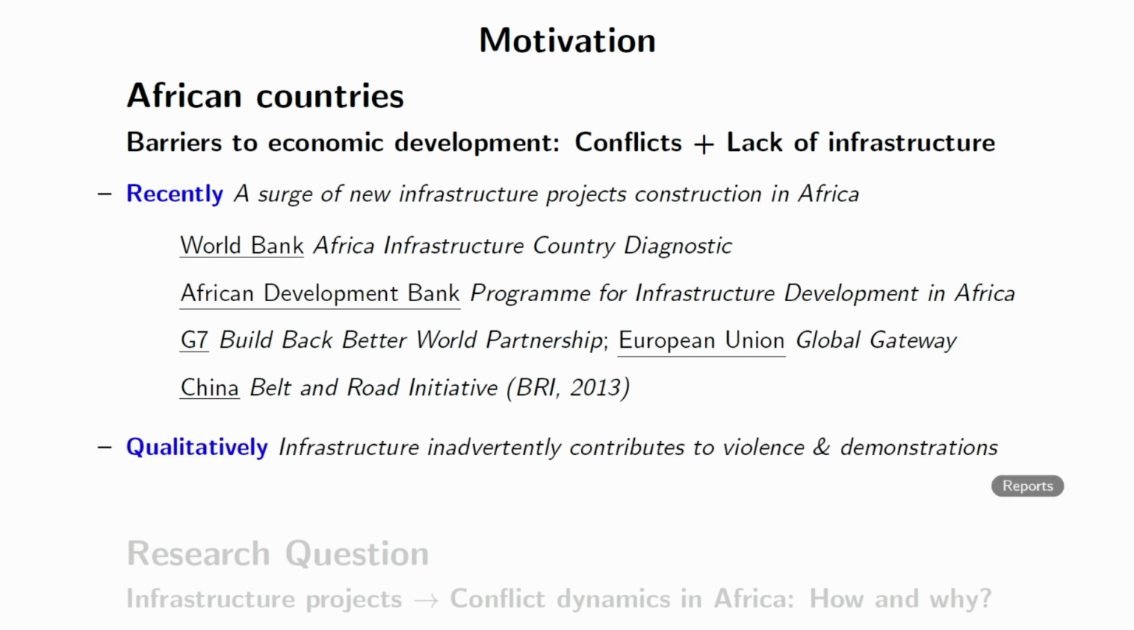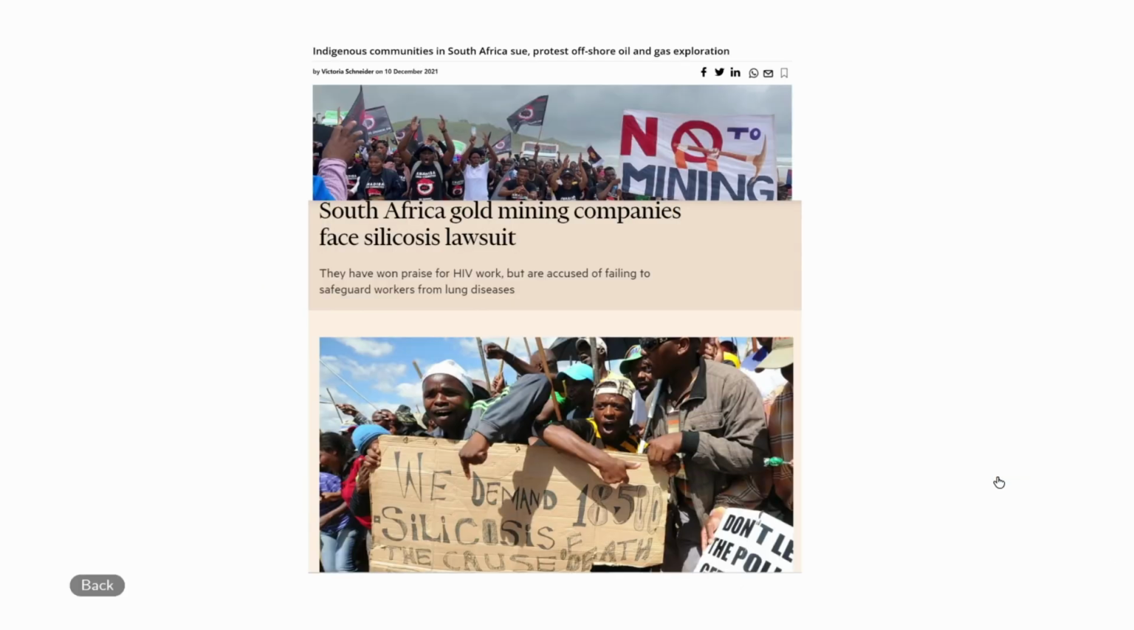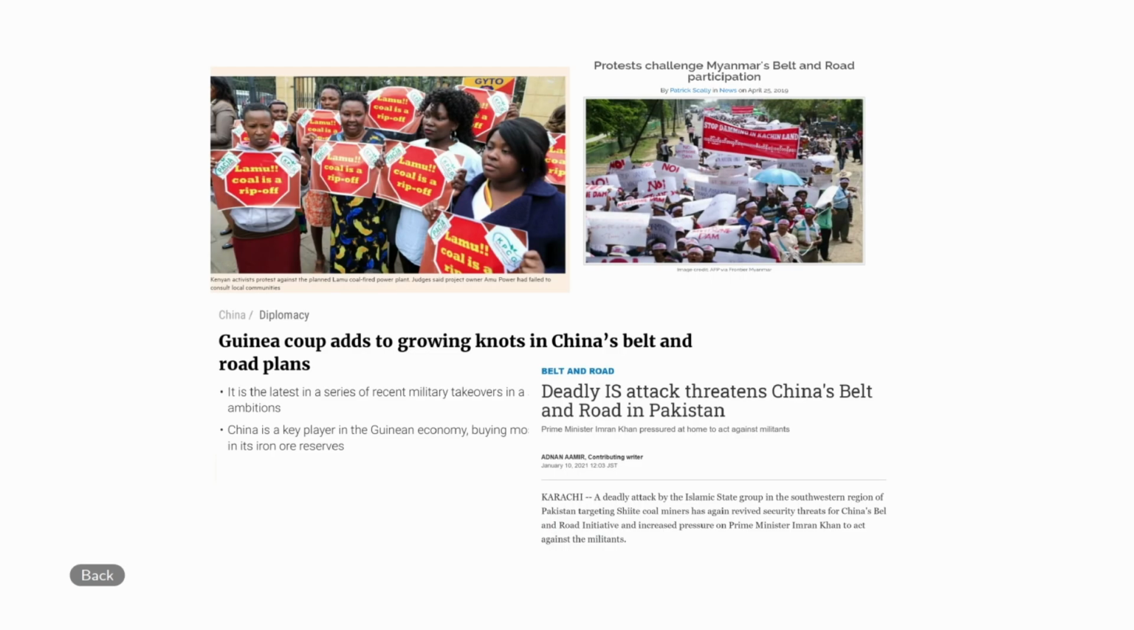Both the local governments and the international donors highlight the potential of these projects to generate immediate employment opportunities, long-term economic growth potential, and enhanced state stability. Meanwhile, there are countless news reports suggesting infrastructure inadvertently contributes to violence and demonstrations. And here we have South African people protesting against Western mineral and energy colossals, and also demonstrations and violence against roads and dams financed and constructed by China.